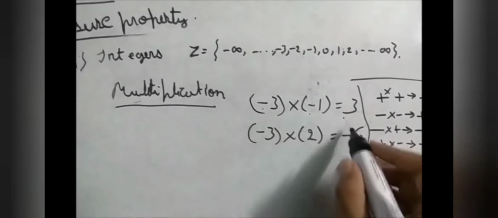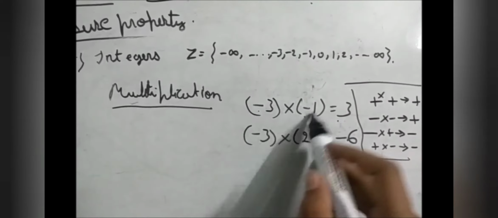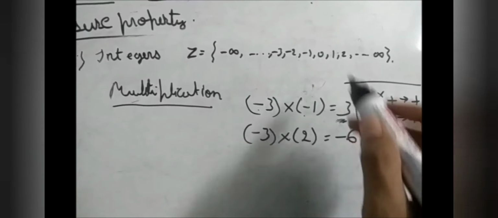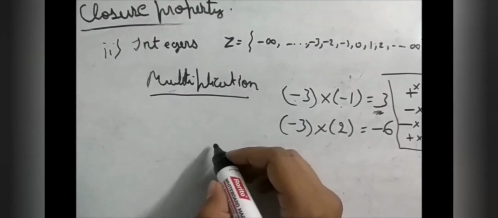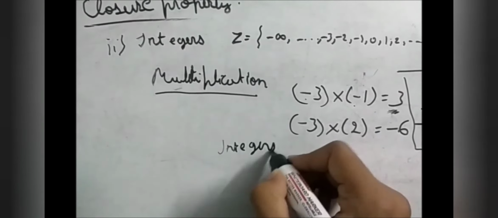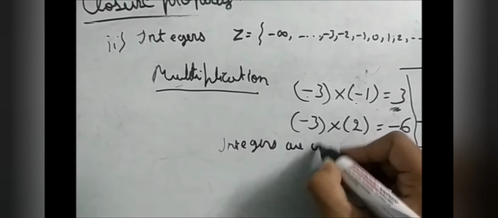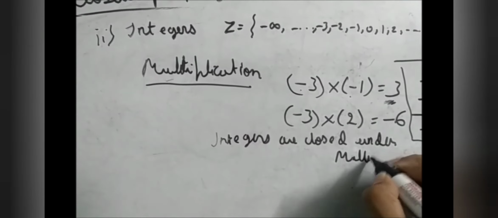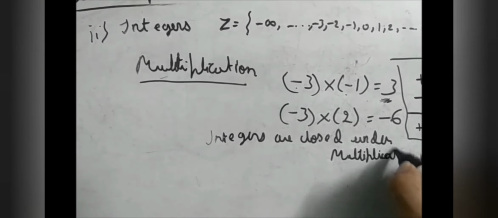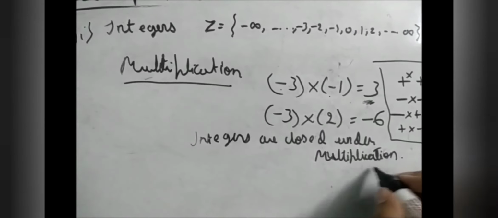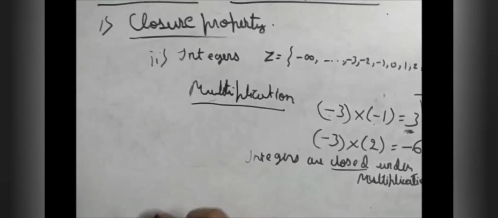This is the basics. You guys must need to remember this rule. As we saw, if we multiply any element present in the integer set, we'll get an element which is present in the integer set. So we can say that integers are closed under multiplication.